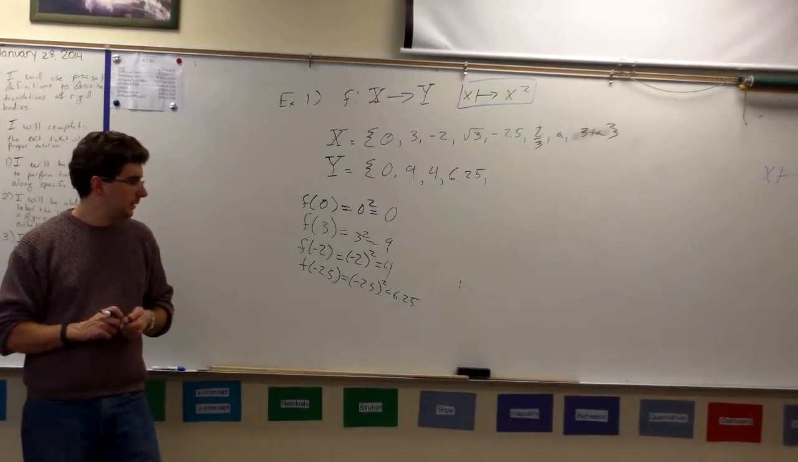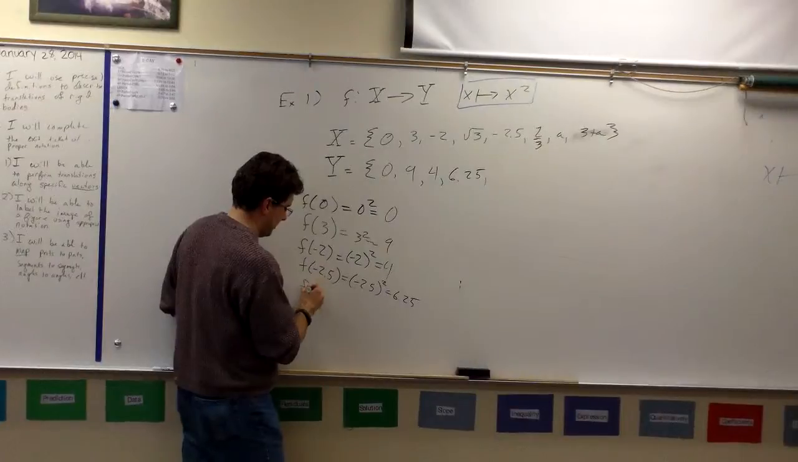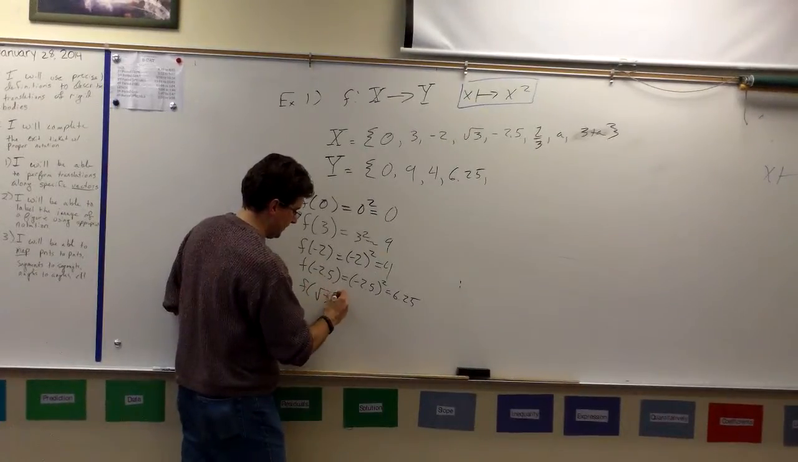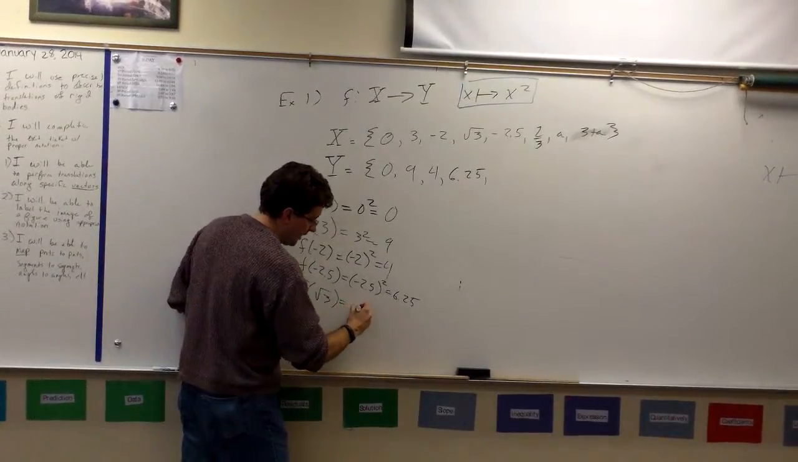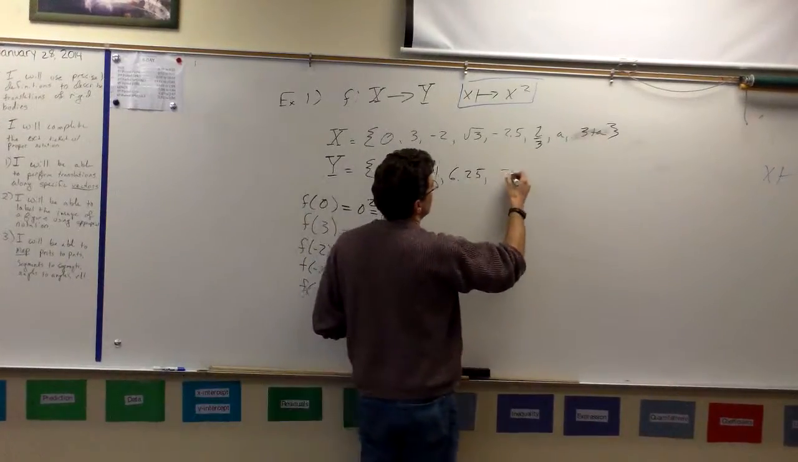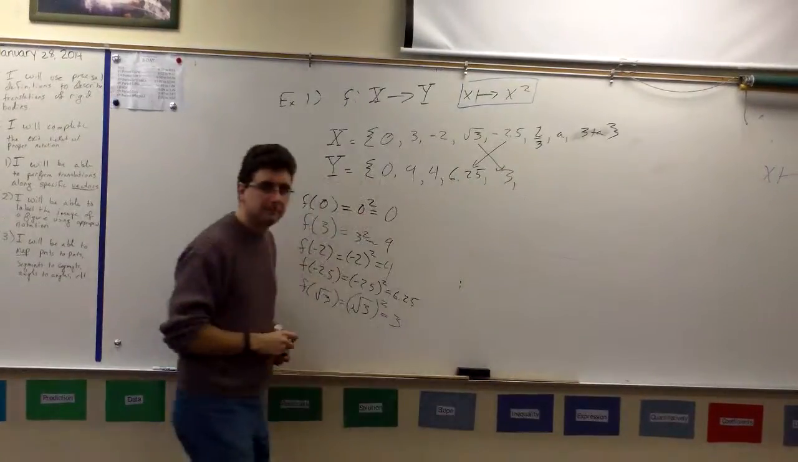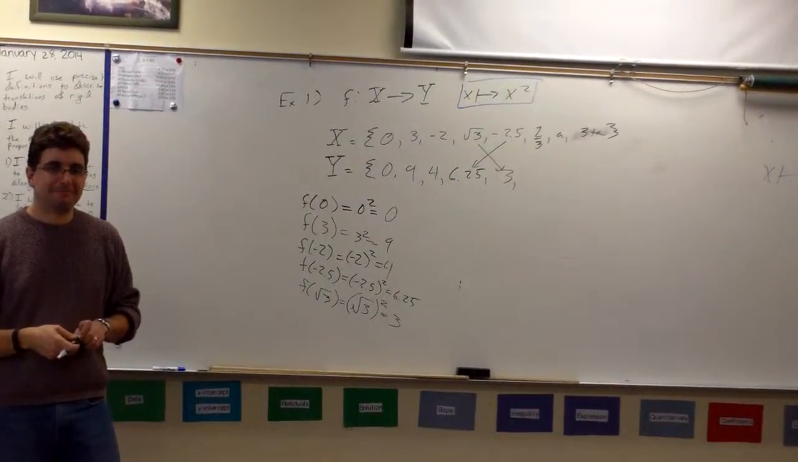Ryan: Wouldn't you wait to write the 6.25 down until you have the square root of 3? Yeah, we'll draw some arrows so we make it work. Square root of 3 squared is what? 3. Okay. Good enough.